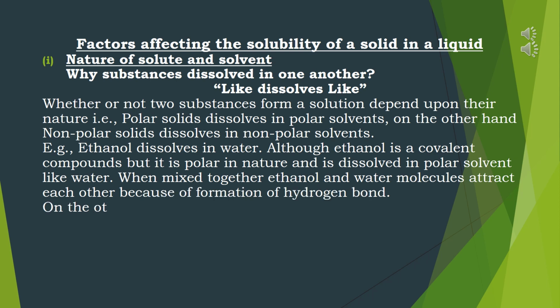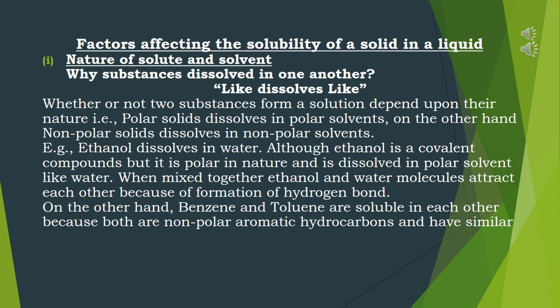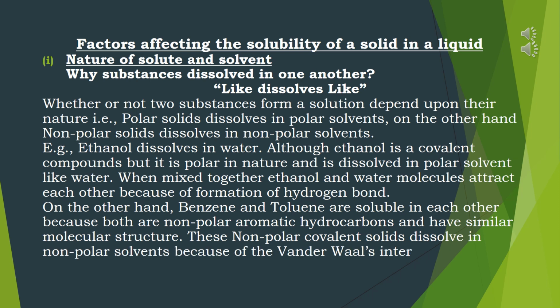On the other hand, benzene and toluene are soluble in each other because both are non-polar aromatic hydrocarbons and have similar molecular structure. These non-polar covalent solids dissolve in non-polar solvents because of the van der Waals interactions between solute and solvent molecules.